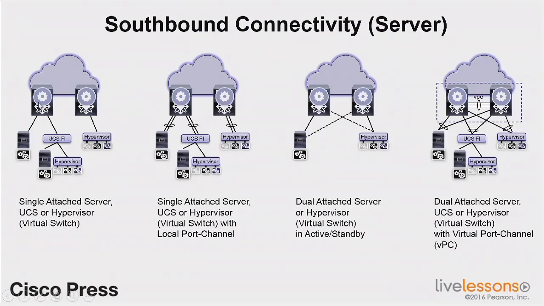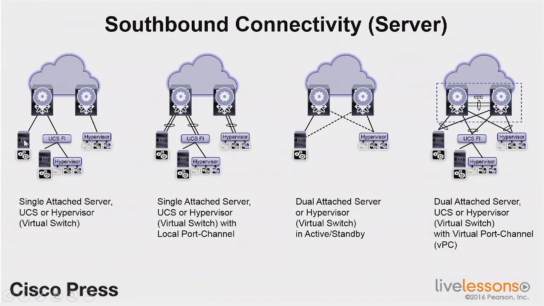Southbound connectivity for servers. So we're going to cover physical server attachment as well as virtual server attachment. So here I have my leafs. This icon here is denoting my routing point, my Anycast gateway. So my server's default gateway is living here at the leaf layer, and it's distributed across all leafs wherever that service resides.